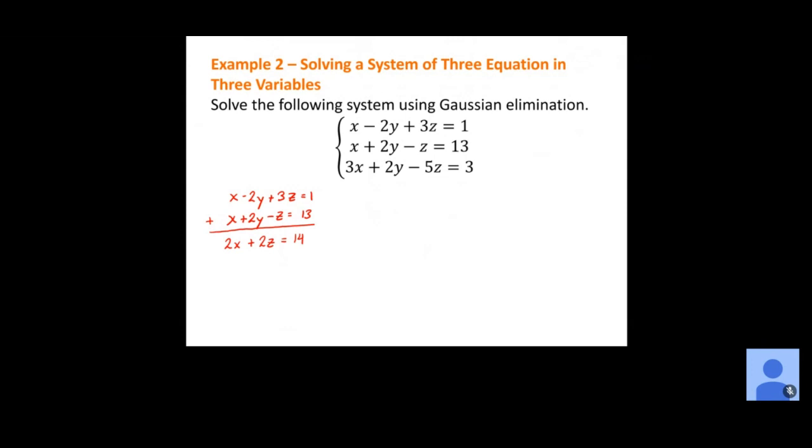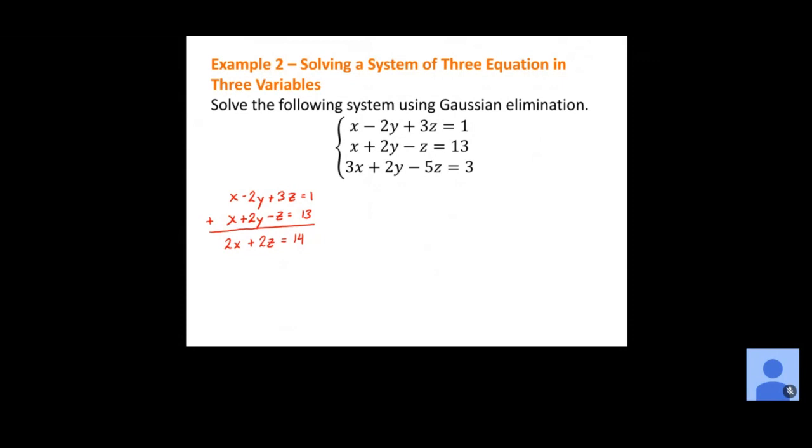All right, so now I have an equation that's just in terms of x and z. My next step is always going to be to choose two other equations and try to eliminate the same variable that I just did. I can't work with the same two because I'm going to get the exact same thing. So I've got to pick a different pair of equations now and try to eliminate the same variable. Which equations do you want to work with next? Okay, so we could do 2 and 3.